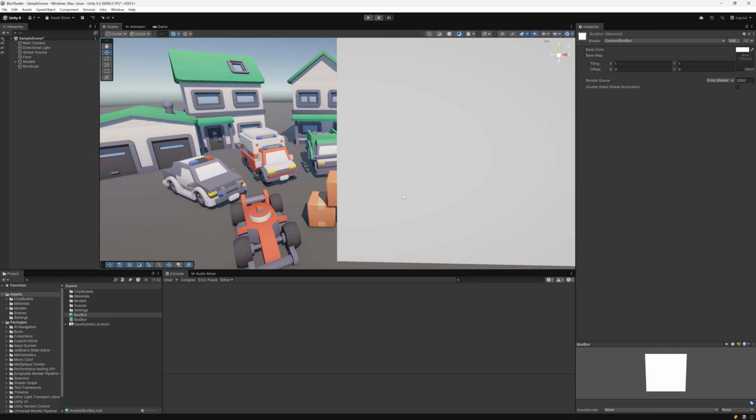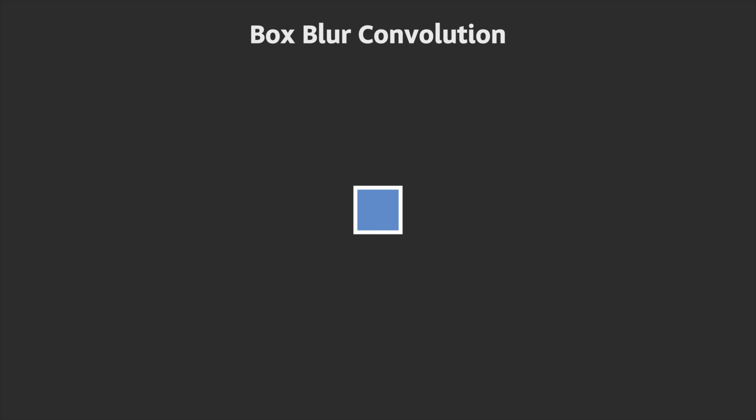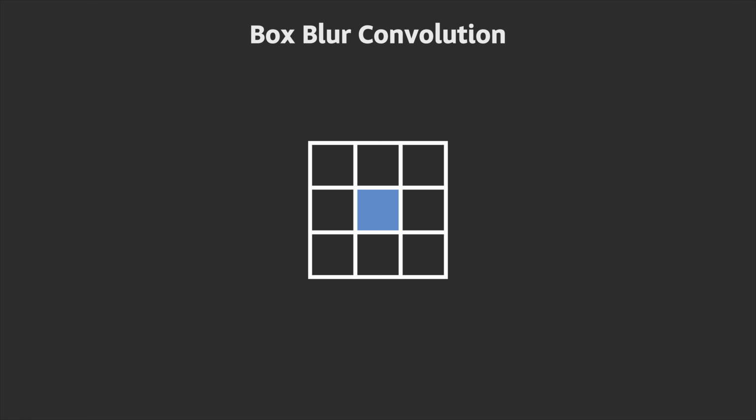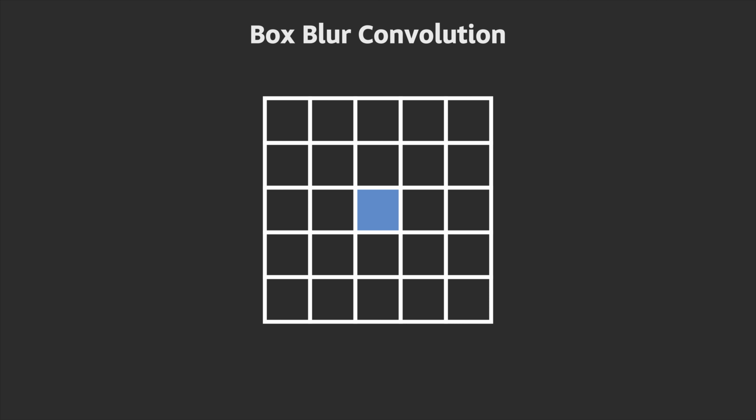Let's quickly talk about how the box blur is calculated and how we'll do this in our scene. A box blur is a convolution filter. What this means is that to calculate a pixel value, you calculate it based on all the surrounding pixels, and you can make this grid as big as you like. This will be one of our parameters.